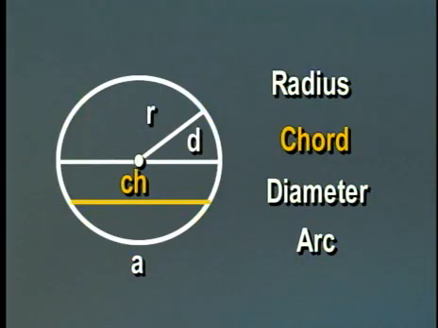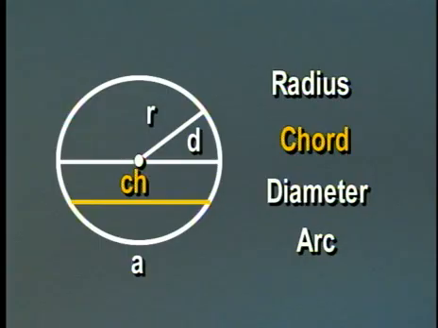The diameter really is a very special example of something called a chord. C-H-O-R-D, chord, like a musical chord. And a chord is a line segment whose endpoints are on the circle. And therefore we can define a diameter as a chord that contains the center of the circle. So the chord is a general line segment with endpoints on the circle. The diameter is a special chord that passes through the center of the circle.